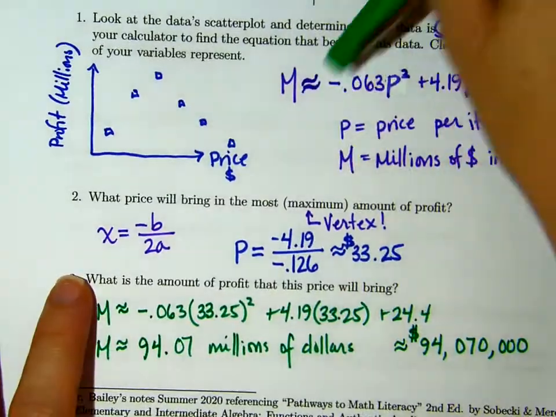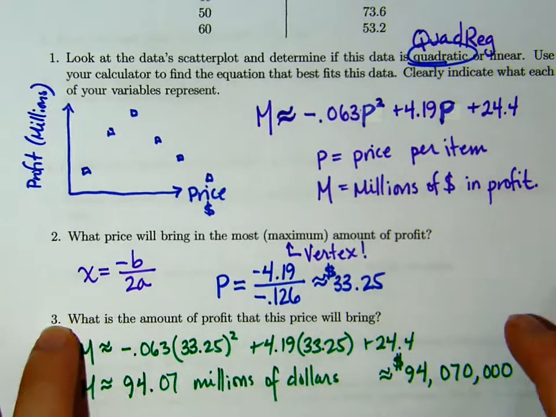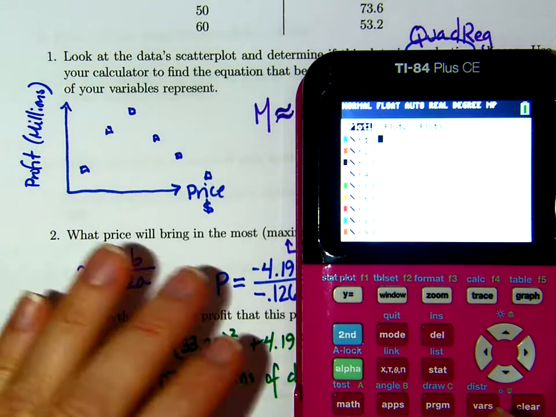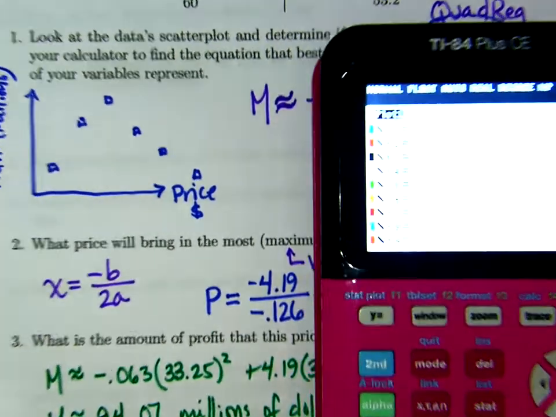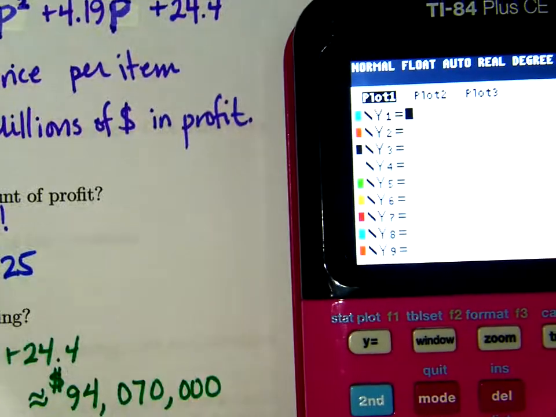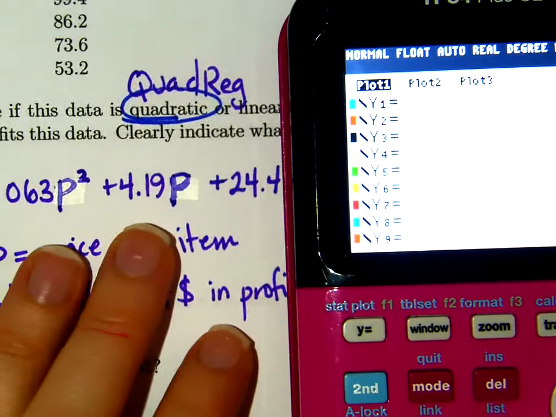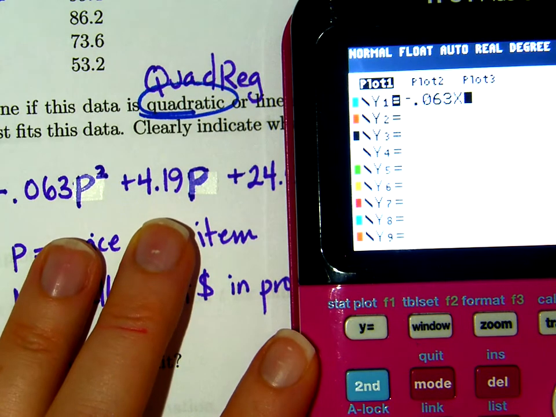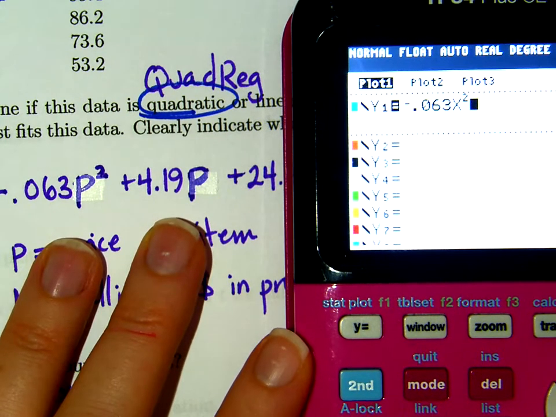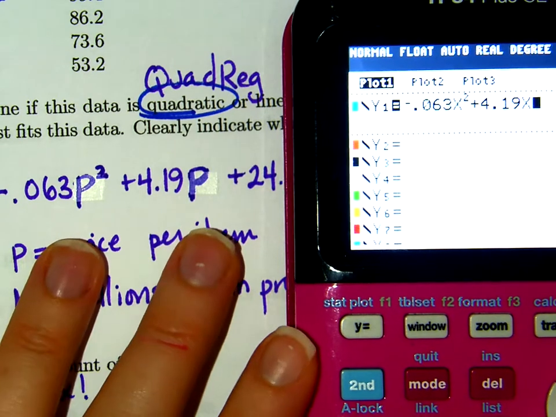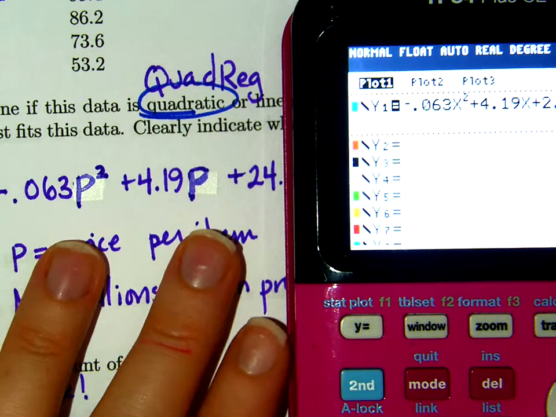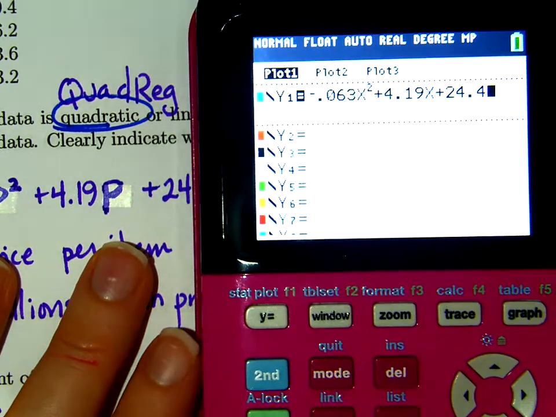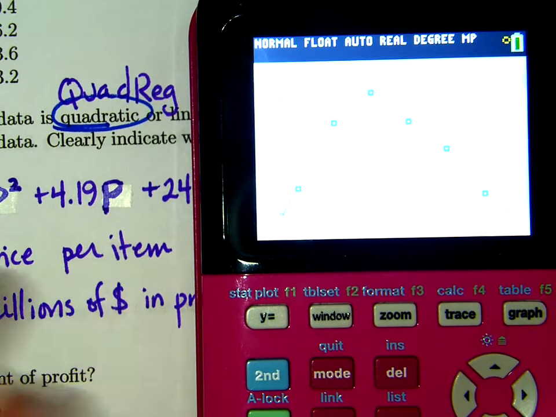Okay, now before we actually move on to the next example, I want to show you that if I put in here y equals, and I put in our model. Okay, so y is equal to negative 0.063 x squared plus 4.19 x's plus 24.4. Oopsie, I said 2.4. It's really 24.4, isn't it? Yeah. And then I go to graph this.